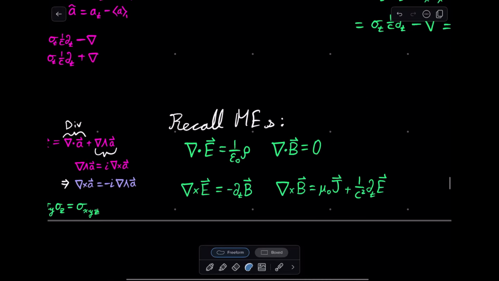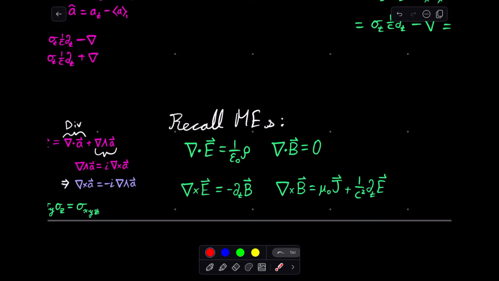The next thing is to recall Maxwell's equations. You have Gauss's law, which says that the divergence of the electric field is equal to 1 over epsilon naught of rho, where rho is the charge density. So it's basically saying that the electric field spawns from electric charge. And then this is the no magnetic monopoles law, which basically says that there is no such thing as a magnetic charge like the electric charge, so there are no magnetic monopoles.